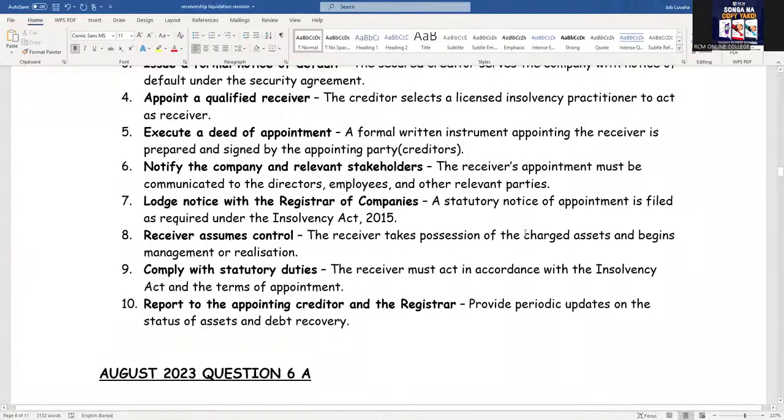Then the receiver will take over the control of the assets under charge. He will comply with statutory requirements. The receiver must act in accordance with the Insolvency Act and the terms of appointment. Then report to the appointing creditor and the register of companies as to how far he has been able to recover the assets for the specific creditor. So that's what will likely happen regarding appointment of a receiver for a secured creditor of the company.